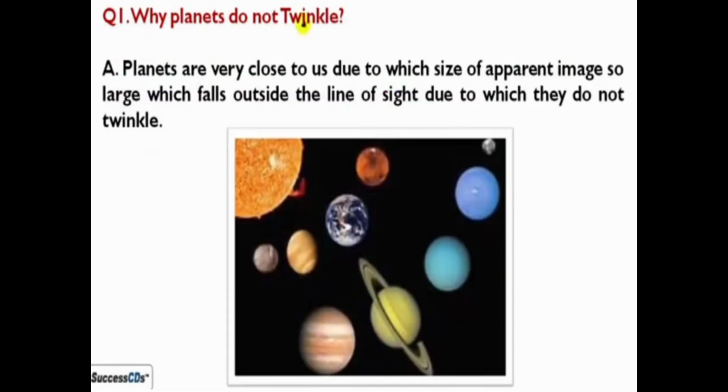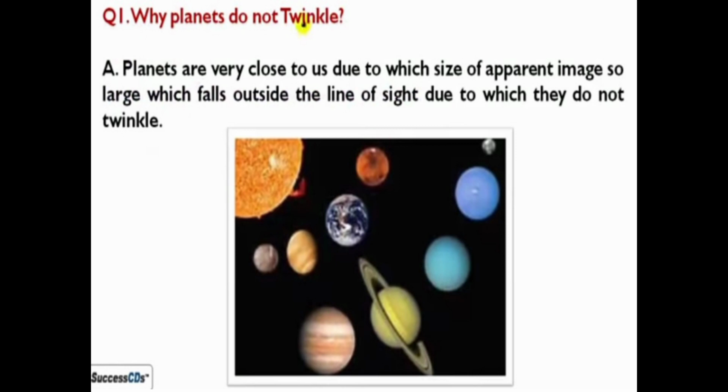Now, why do planets not twinkle? Another question is why planets do not twinkle. The reason is that planets are very close to the Earth, due to which the size of the apparent image is so large. They are very close to the Earth and thus seen as extended sources.